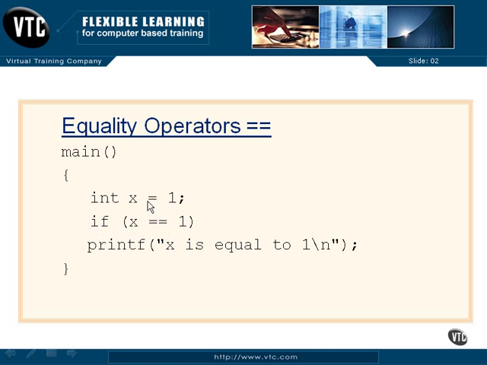So be very careful about single equals and double equals when you want to do a comparison or show equality. So here we're saying if x is equivalent to number 1, printf x is equal to 1 and a new line. All right, just be aware of that. Single equals for assignment, double equals for equality or comparison. Very important, very time consuming if you forget that.